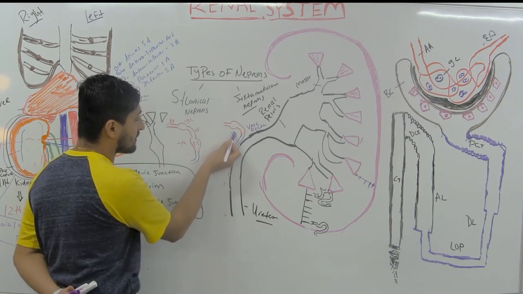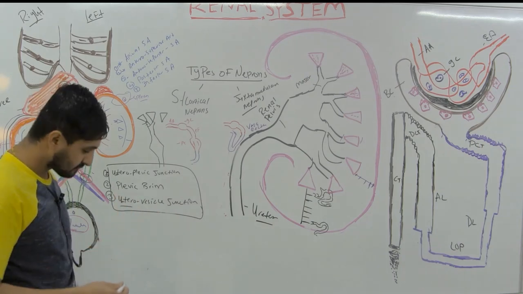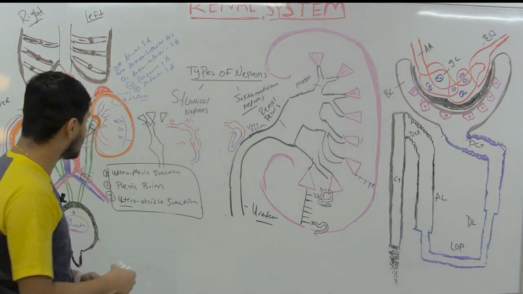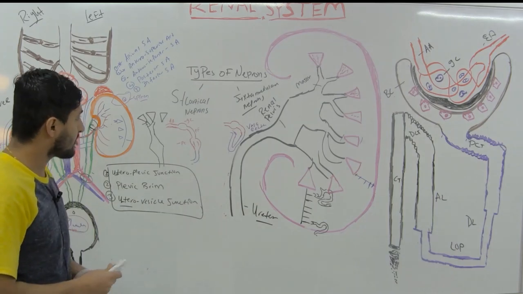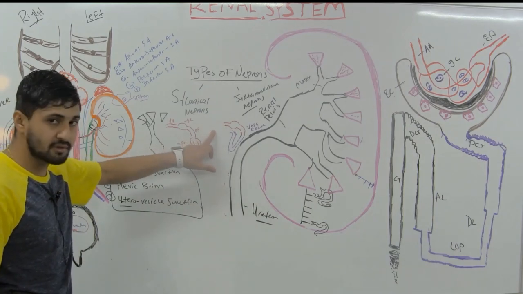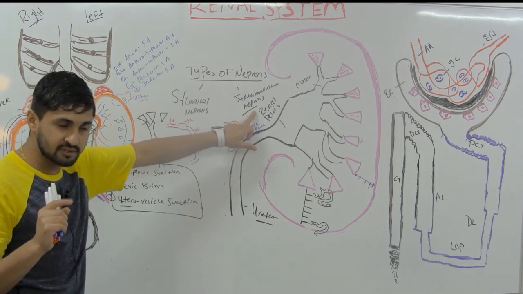And from the vasa recta, what happens? It will go and become your arcuate veins, and the arcuate veins will bring all those back into the blood, okay? So that's all the difference, okay? So I told you three differences, okay, between the cortical nephrons and juxtamedullary nephrons. One difference is the concentrated urine that is made by juxtamedullary nephrons, okay?